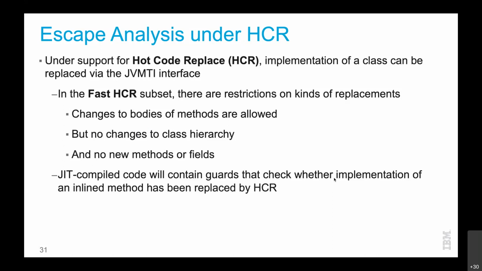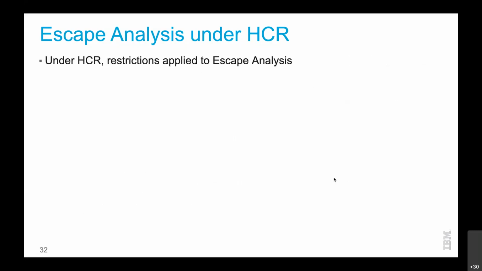If the method's been inlined and suddenly the user code replaces the implementation of the method, so now the inlined version of that piece of code is no longer valid. So if it's been replaced, the JITted code can no longer execute the inlined version. In the past, under HCR, there were restrictions to escape analysis because of that. So in particular, no peeking into methods was permitted when HCR was enabled, for the same reason as inlining.